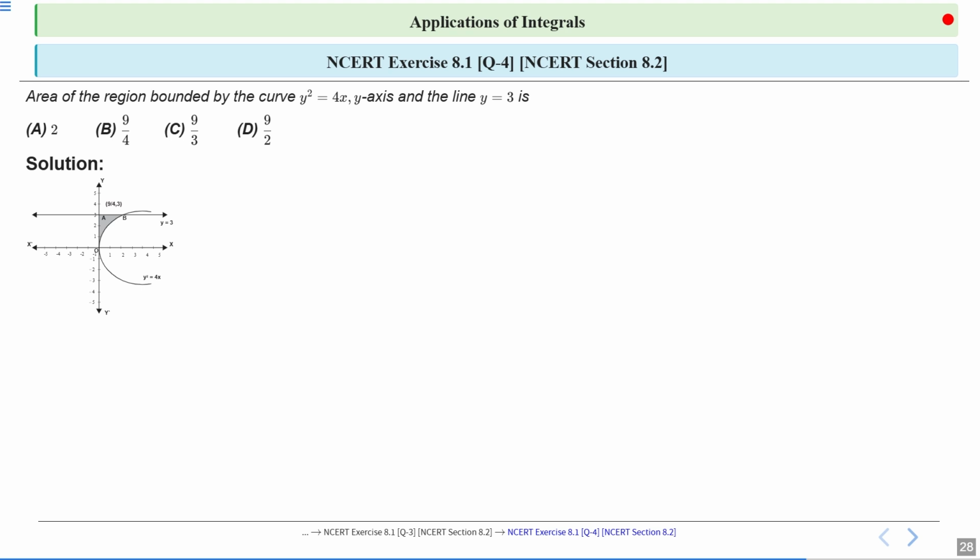So this is the required curve. We draw the curve y square is equal to 4ax, which is opening on the right, and the vertex is at origin, and the y-axis is the vertical axis, and the line y is equal to 3. The area bounded by this first curve and two lines, the y-axis and y is equal to 3, is area AOB. So we have to calculate this area AOB.